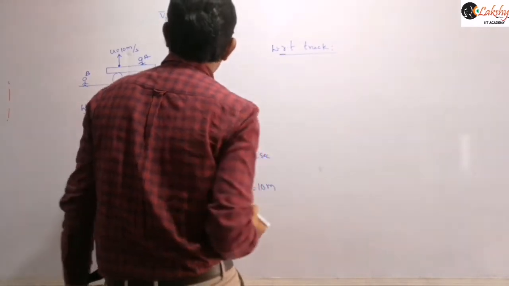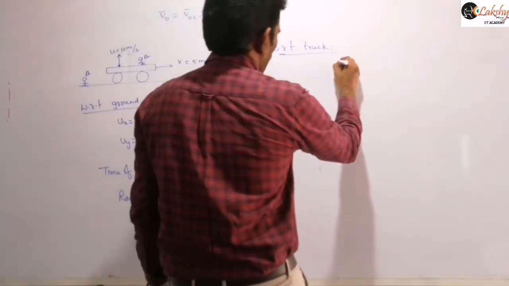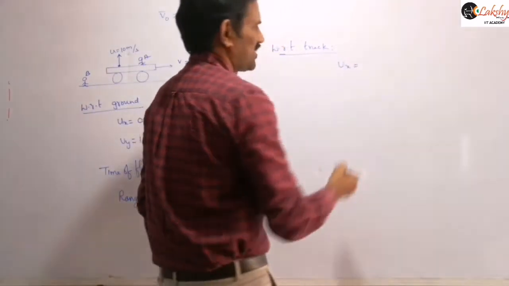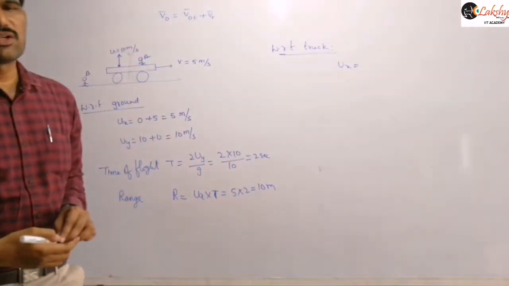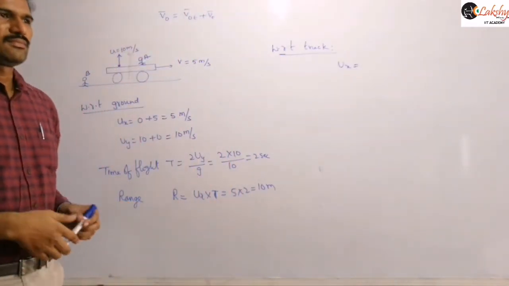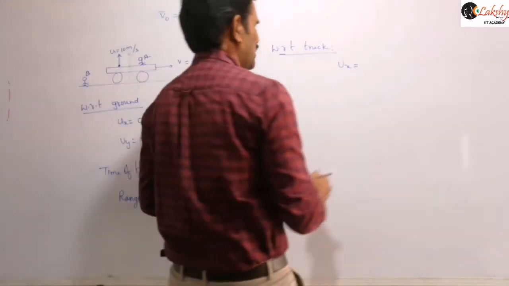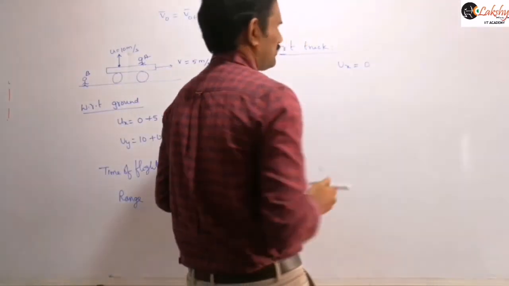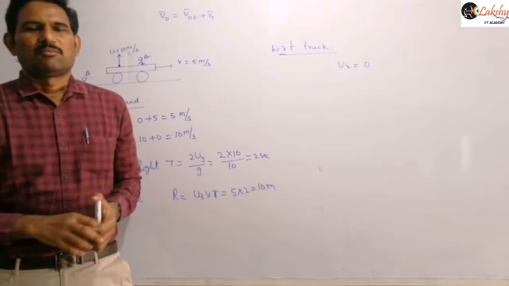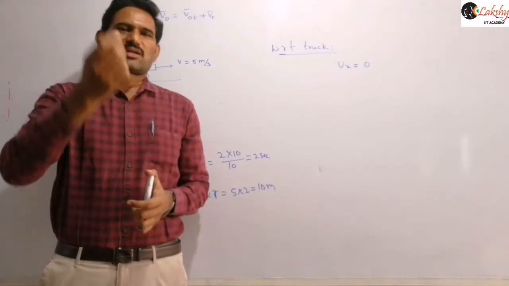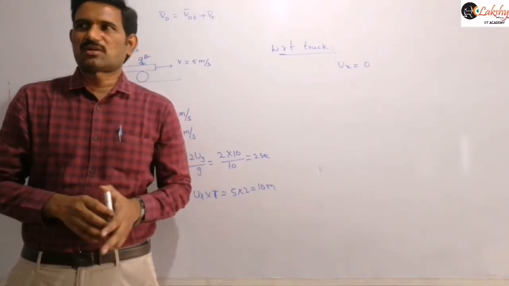So with respect to the truck, if you want to write here, can you say ux? What is the horizontal component with respect to the truck? So with respect to the truck, the horizontal component is 0, because the body is projected from the truck itself and the boy is standing on the truck itself.